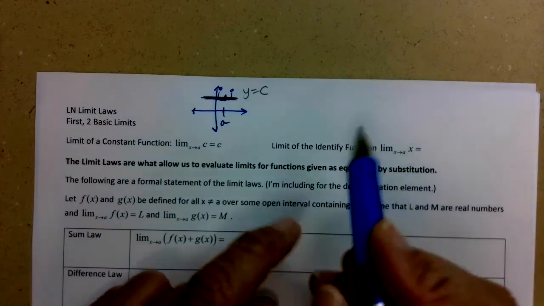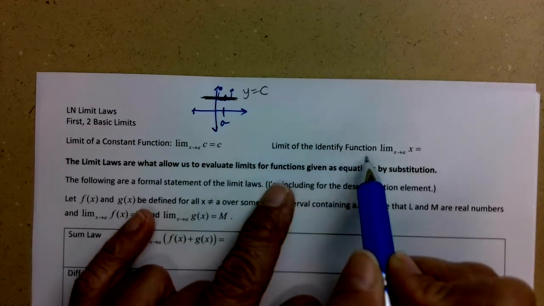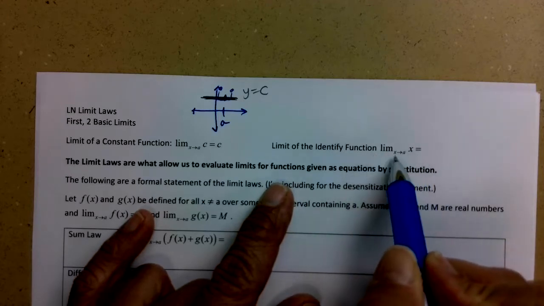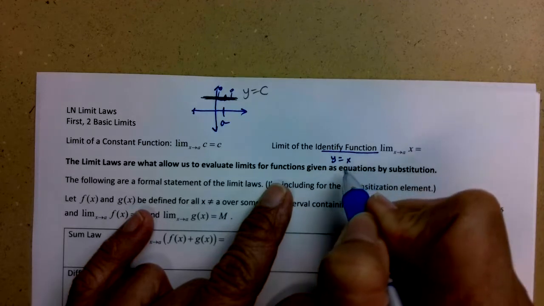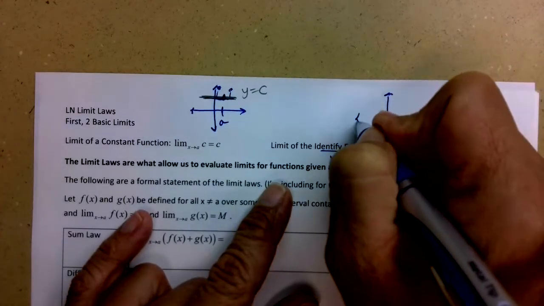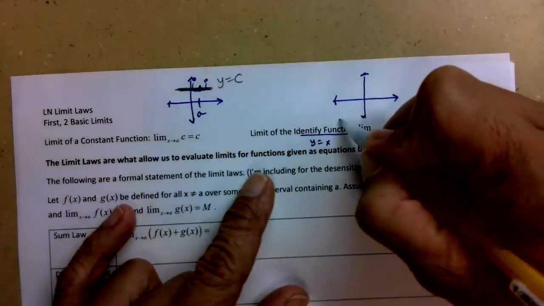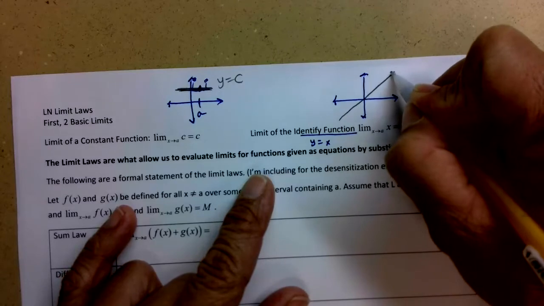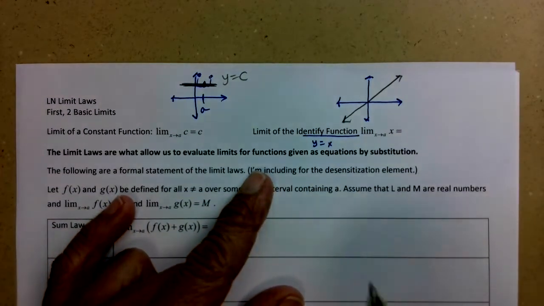And then the other basic function is the limit of the identity function. The identity function is y equals x. Whatever you put in, you get out. If you do that graph, I'll just do my axes here in pen and then just a, that's the diagonal line with a slope of 1 going through the origin. There's the identity function.